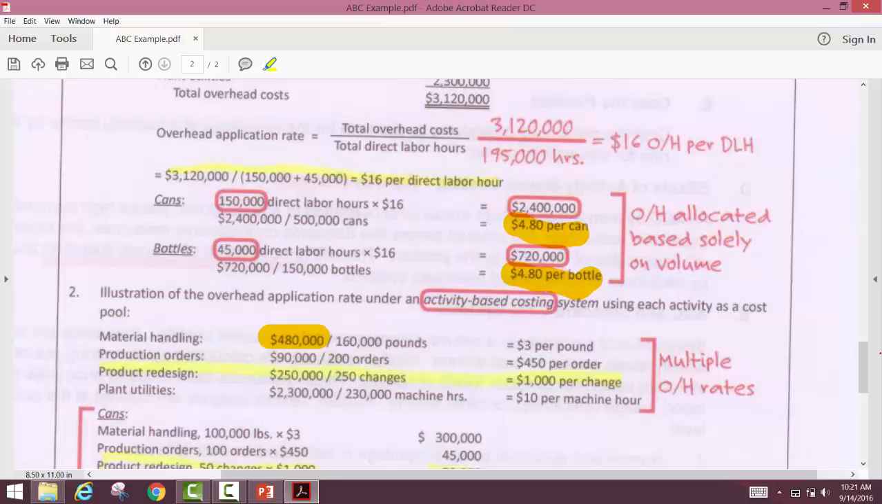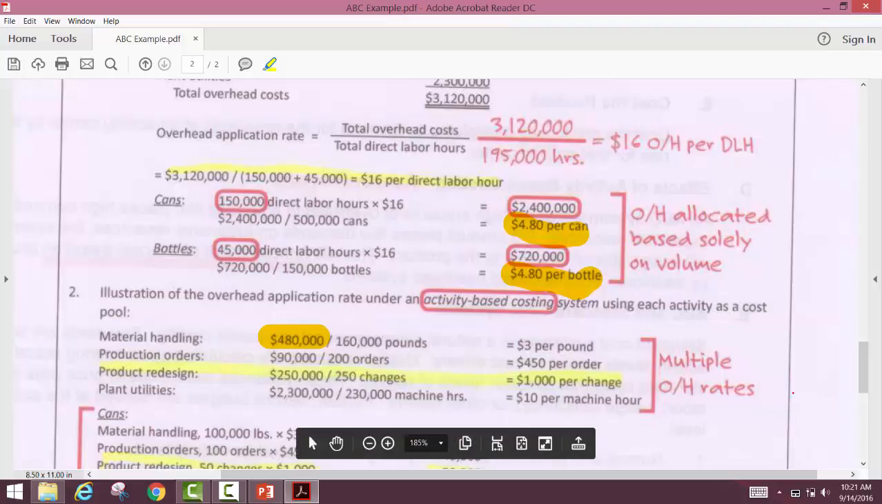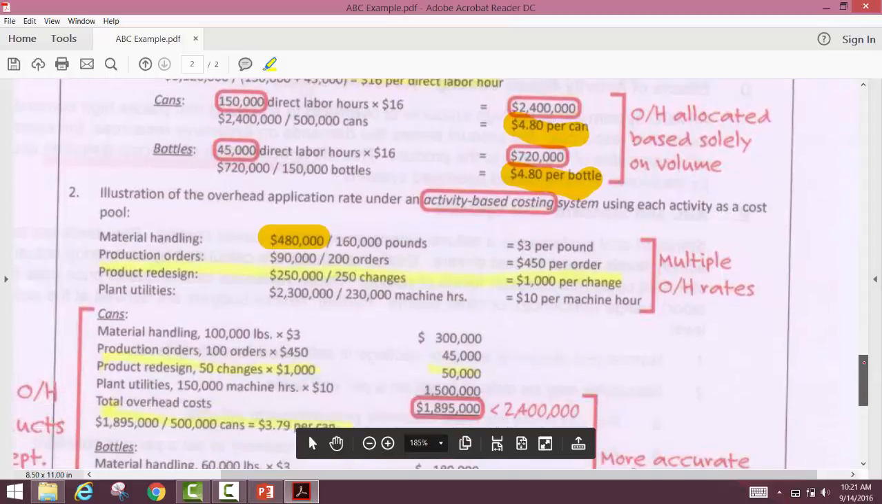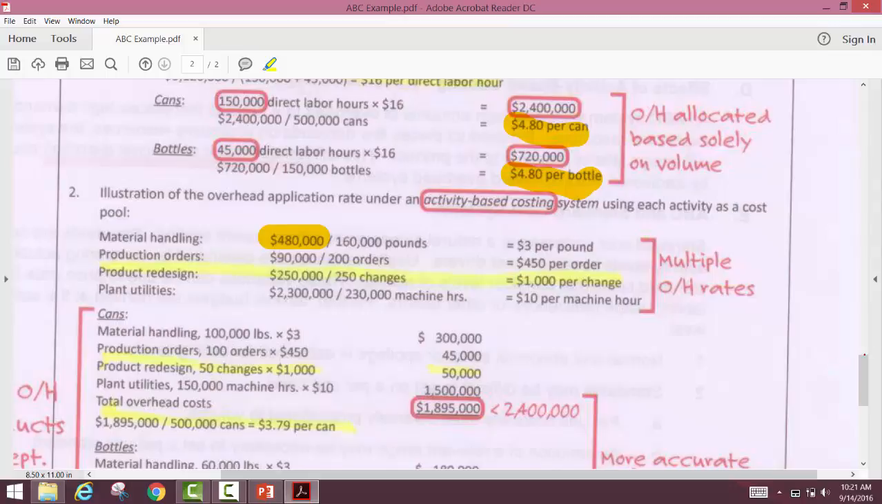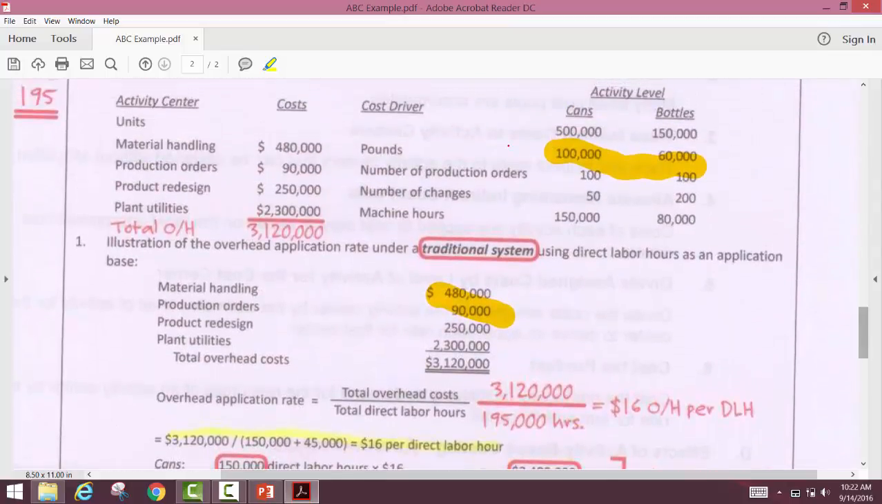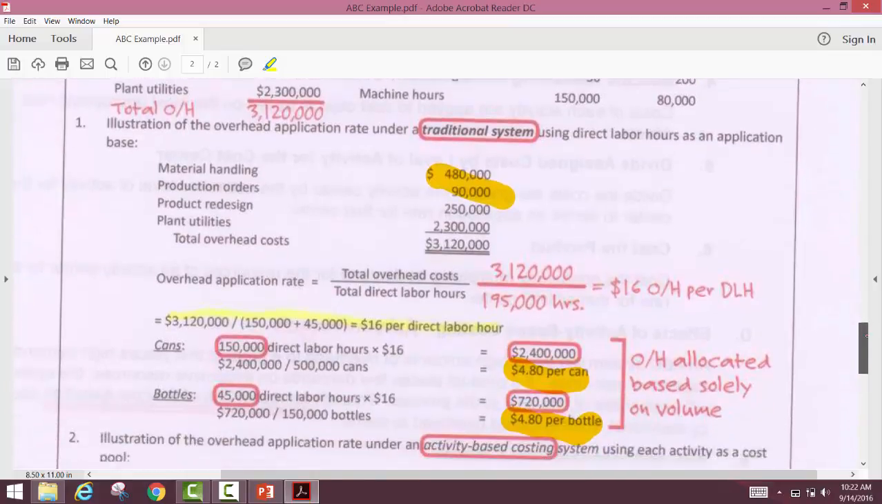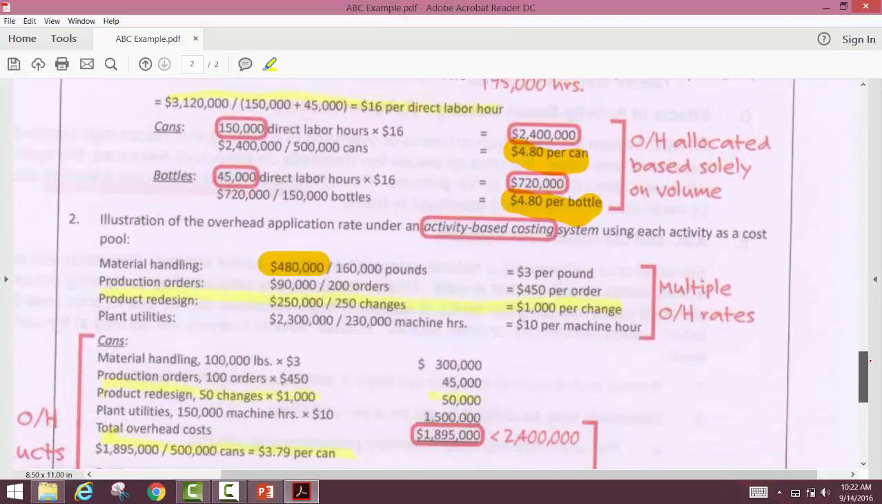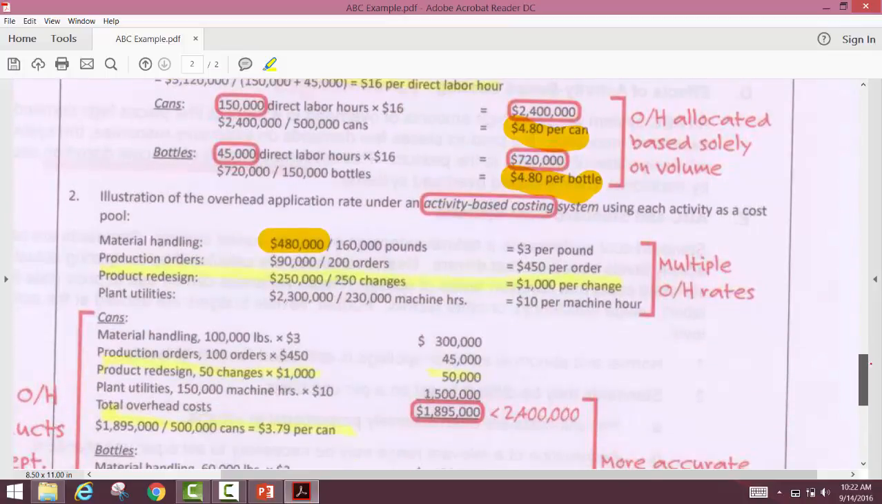Okay, just want to make sure we're all on the same page here because this gets a little bit tricky. Okay, so now what happens? Now with the cans, we've come up with a cost per activity, haven't we? So now we come over and we say, okay, the cans used what? 100,000 pounds of material handling. You take that 100,000, you multiply it by that cost per pound of material handling, and so the material handling for cans is 300,000, right?